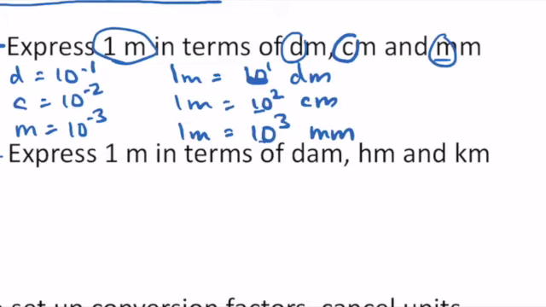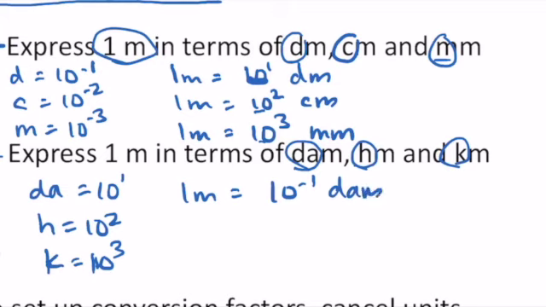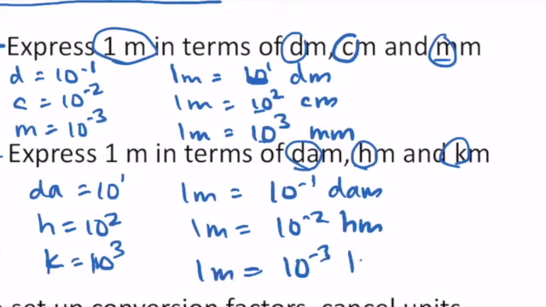Now take 1 meter in terms of decameter, hectometer, and kilometer. Deca is 10 to the 1, hecto is 10 squared, and kilo is 10 to the third. Those are greater than the base unit. So 1 meter is going to be 10 to the minus 1 of the decameters, 10 to the minus 2 of the hectometers, and 10 to the minus 3 of the kilometers.